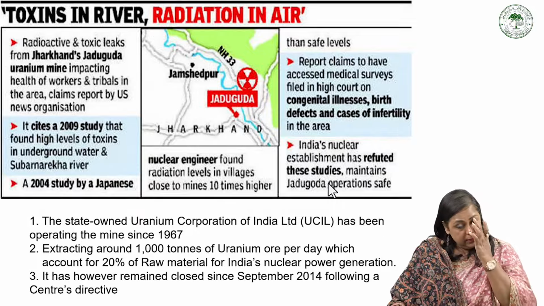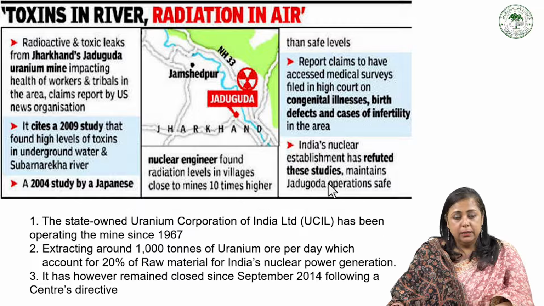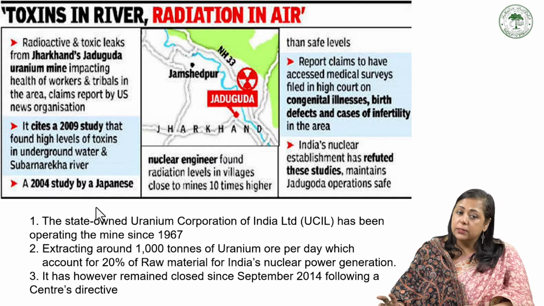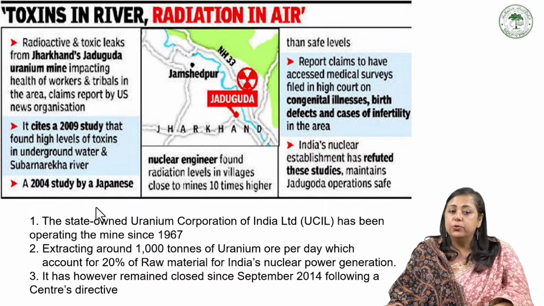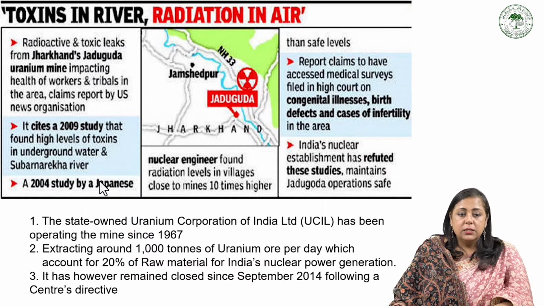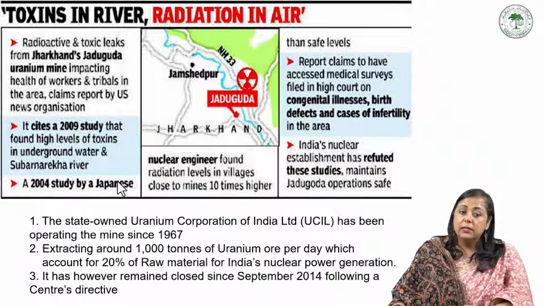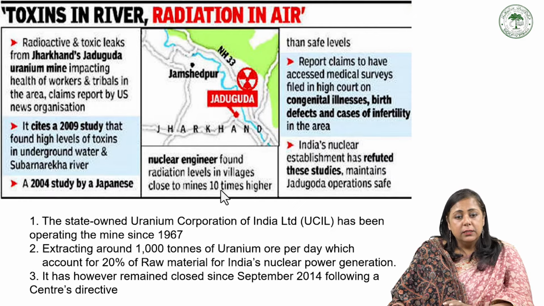This is again a newspaper cutting from a Times of India report, giving the status of this uranium mine. Radioactive and toxic leak from Jharkhand Jaduguda uranium mine impacting health of workers and tribals in the area, claims a report by the US news organization we just discussed. It cites a 2009 study that found high levels of toxins in underground water and the Subarnarekha river. That is the river coming from the area. So there are these kinds of issues. The water is also polluted.